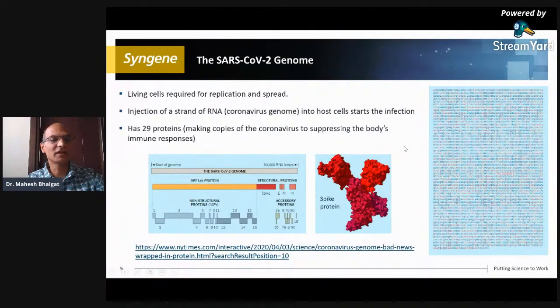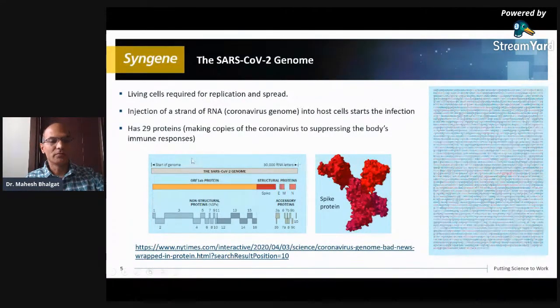As I mentioned, we have been collecting a lot of information about this particular virus, to understand more and more the approach that can be taken for tackling, handling and managing this virus. Now, the virus spreads through living cells. What it does is it injects this strand of RNA into the host cells, and that is what causes the infection.